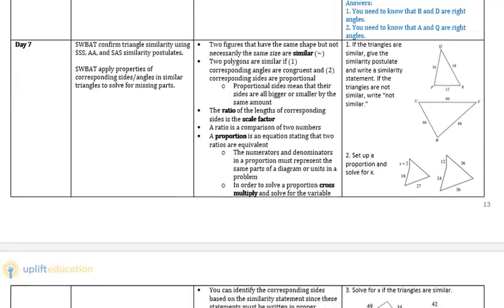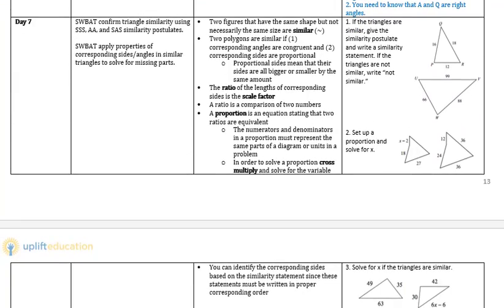Day 7 is confirming triangle similarity using those postulates and applying properties of corresponding sides and angles in similar triangles to solve for missing parts. So one thing about this similarity is the symbol for similar is a lot different from the symbol for congruent, but the scholars sometimes see it as the same. So I would just emphasize the difference between what similar means and what congruent means, and how the symbols are different, because sometimes they see that similar symbol and they think it's congruent.